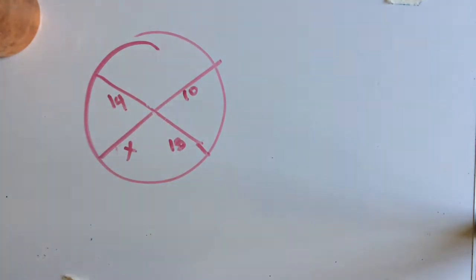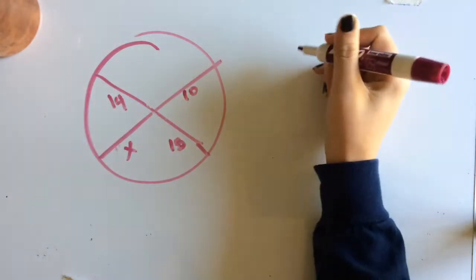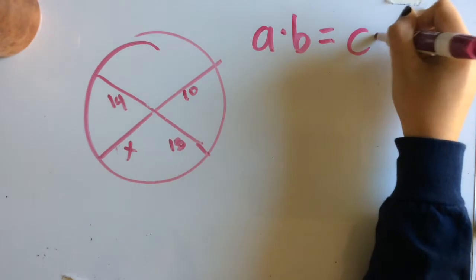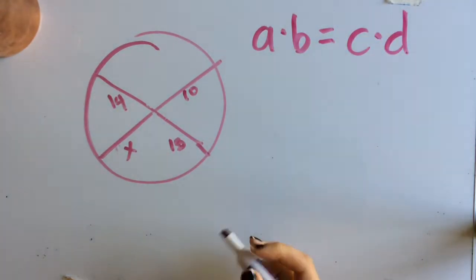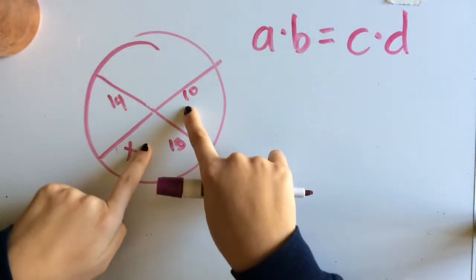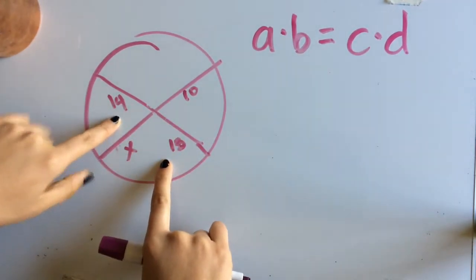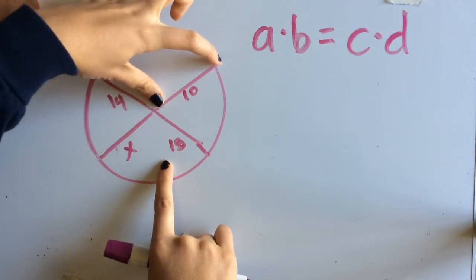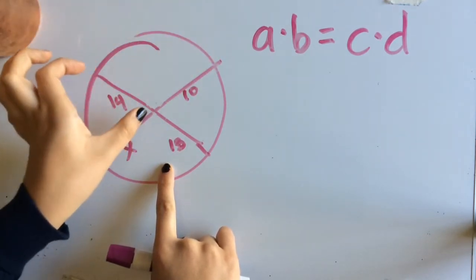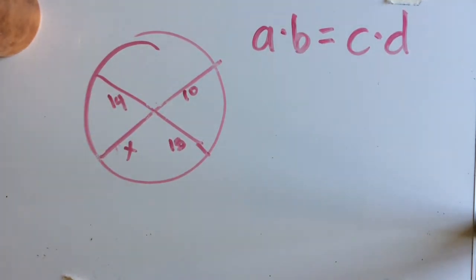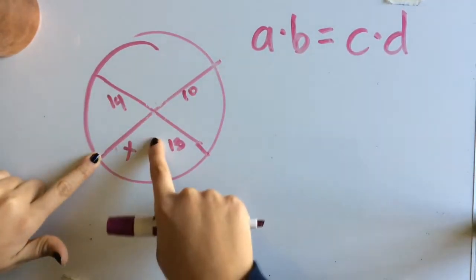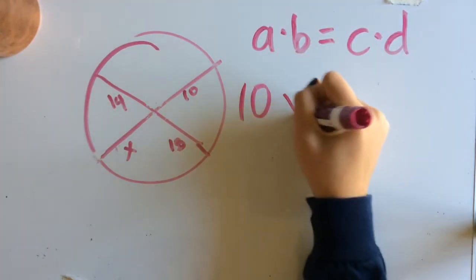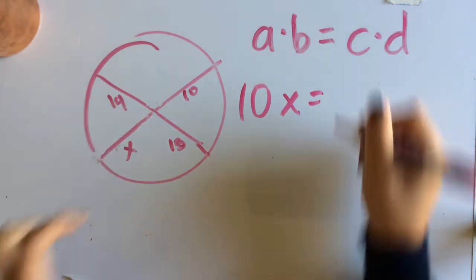So the relationship between these intersecting chords is that A times B is going to equal C times D, where AB falls on the same line and CD falls on the same line. If I multiply these two segments' lengths together, it's going to equal the product of these two together as well. So I'm just going to plug it in. I'll say that x is A and 10 is B, or vice versa. It doesn't matter. So 10 times x is equal to 14 times 15.